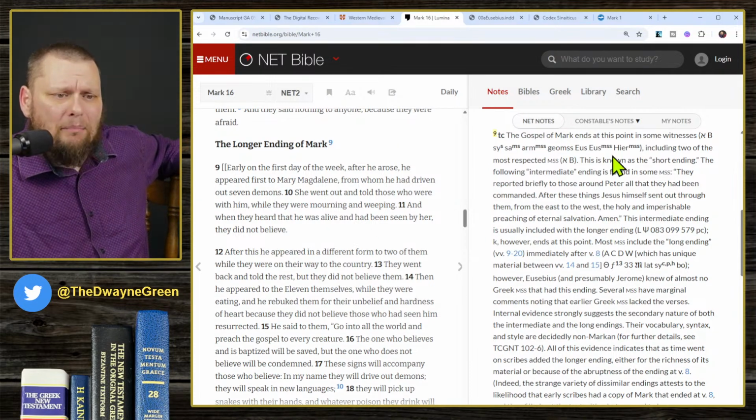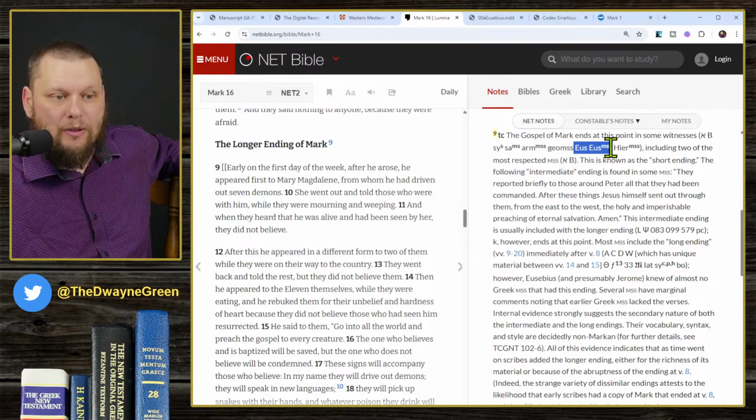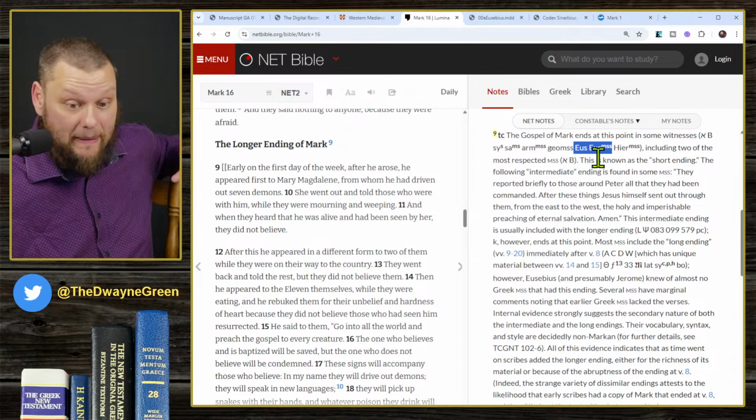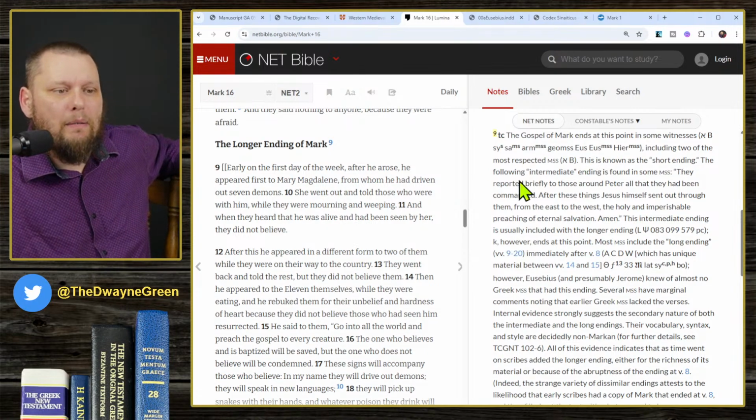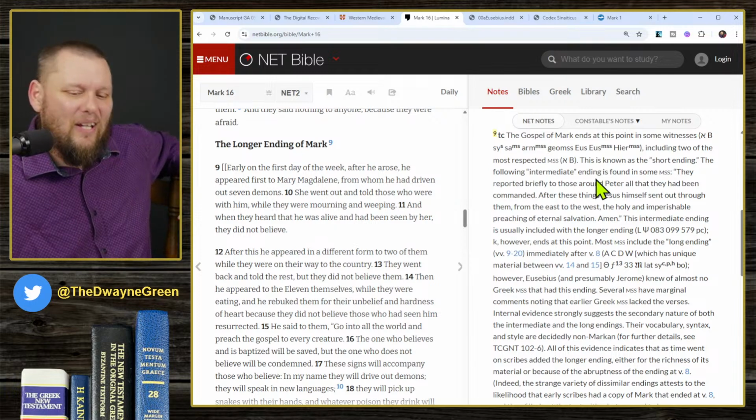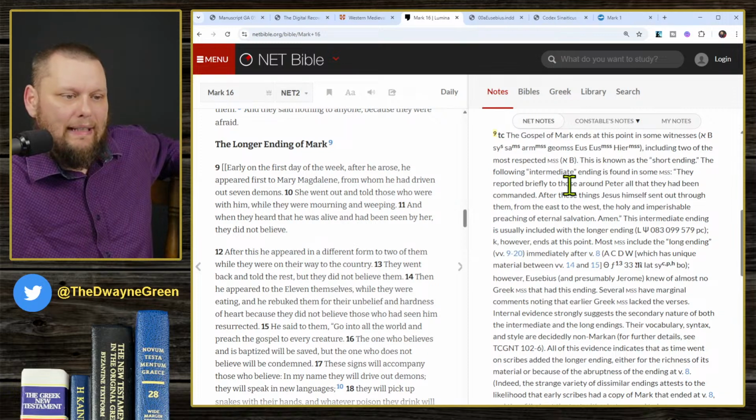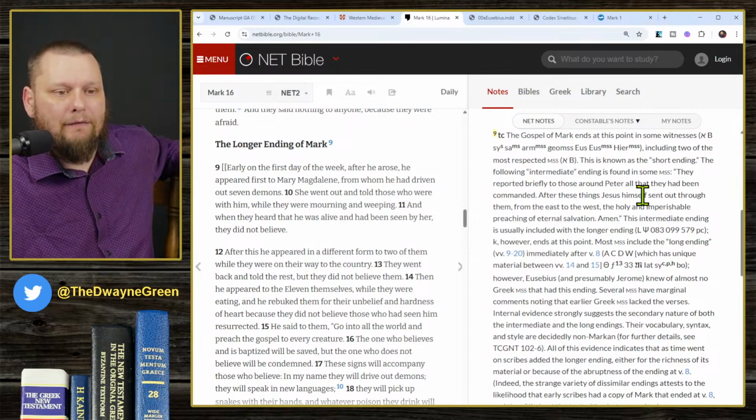So the Gospel of Mark ends in some witnesses, and it gives the witness list: Aleph, B, so on and so forth, Armenian, Eusebius. See, Eusebius manuscripts. You see Eusebius in there. It's including two of the most respected manuscripts, Aleph and B. This is known as the short ending. The following intermediate ending is found in some manuscripts.